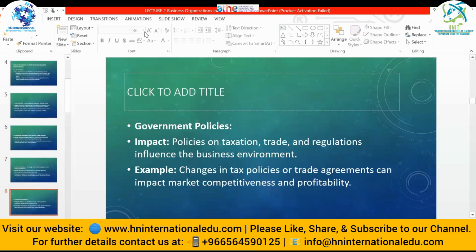Now, in this, we have taxation, trade, and regulations that influence the business environment. When we give relief to businesses, they come into our country. That is, we give them subsidies. What is that? It is a relief. And in this way, the producers get it easy and they share the amount with the consumers. For example, changes in tax policies or trade agreements can impact market competitiveness and profitability.